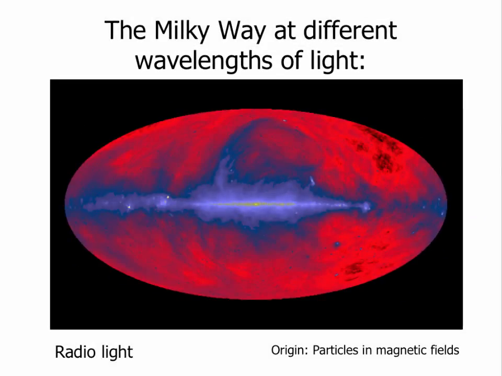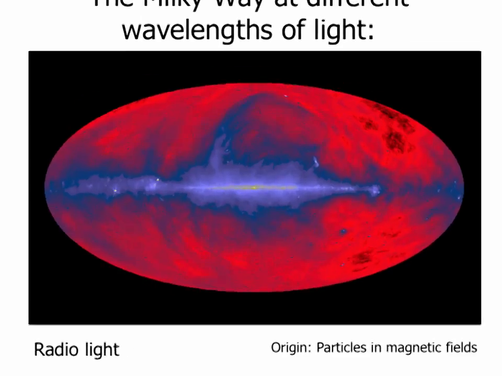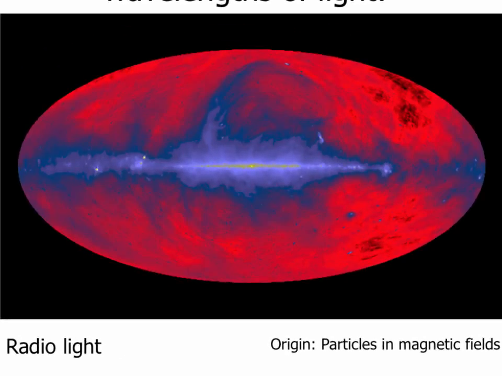So let's start at the longest wavelength, radio waves. Radio waves in our galaxy mostly come from particles trapped in magnetic fields. Stars, supernovae, even the galaxy itself all have magnetic fields. When particles like electrons or protons get caught in those magnetic fields, they emit radio waves. And so what you see here are radio waves coming from magnetic fields in our galaxy.